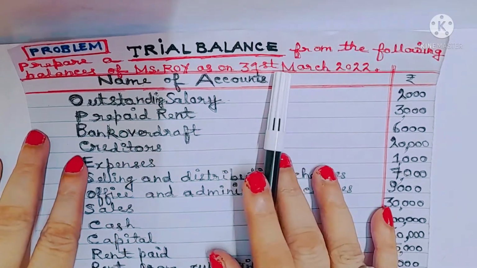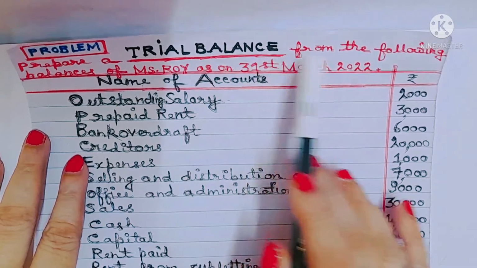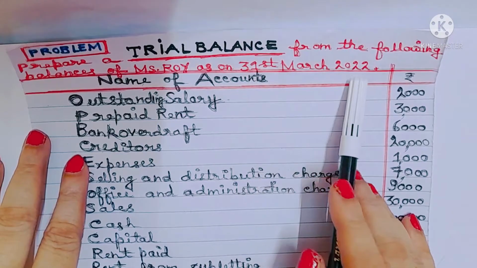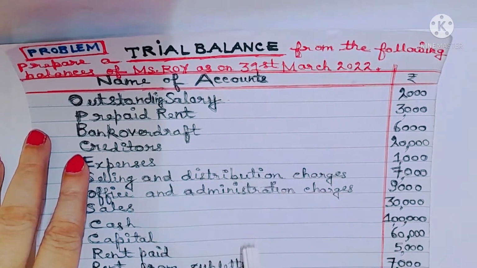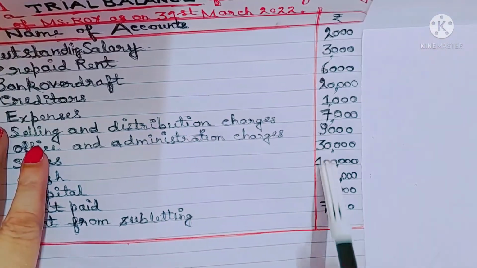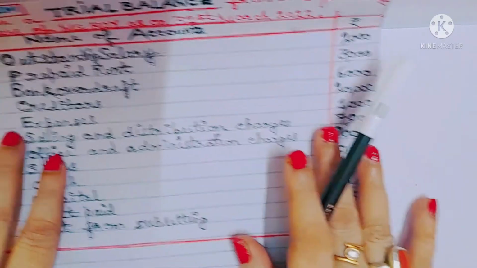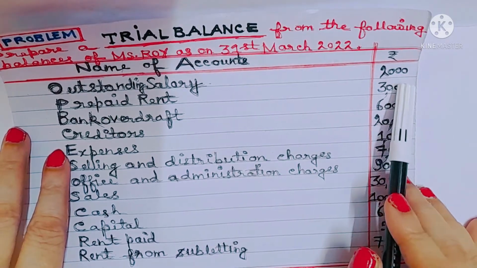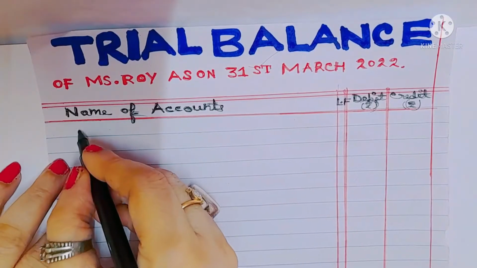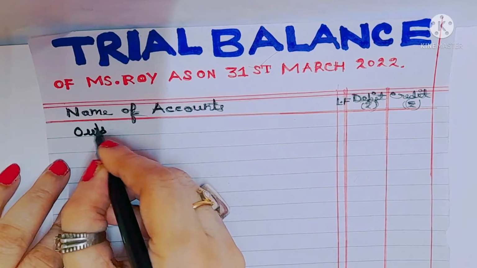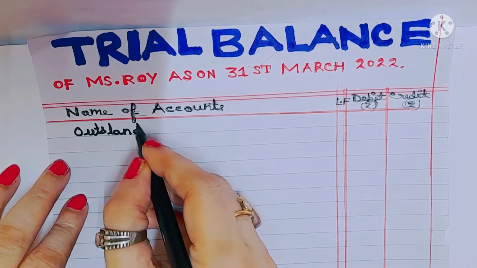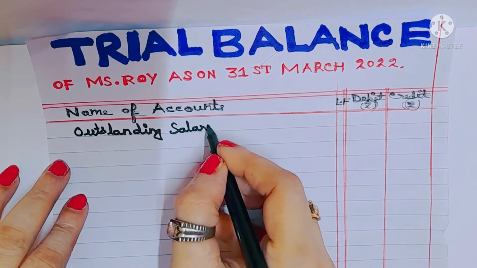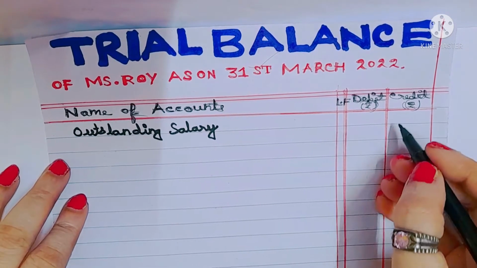So let's go through the problem. Prepare a trial balance from the following balances of Miss Roy as on 31st March 2022. The names of accounts are given here and the amounts are given here. So let's start. Outstanding salary, the amount is 2000. Let's write outstanding salary. The amount is 2000.